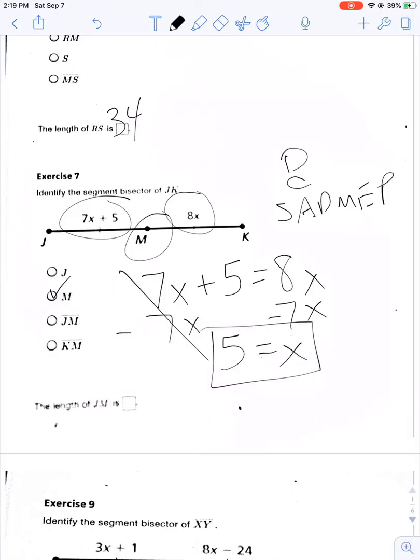Cool. But it wants to know JM. Well, JM is this part right here. So plug in 5 for x. 7 times 5 is 35. Plus 5 is 40.